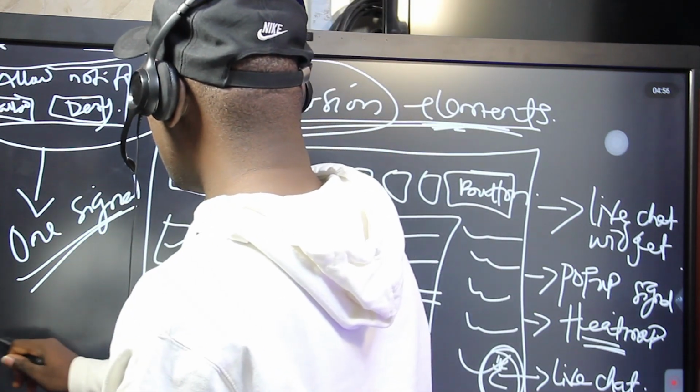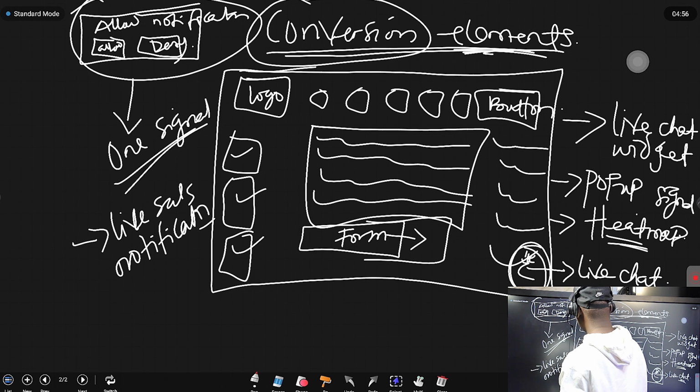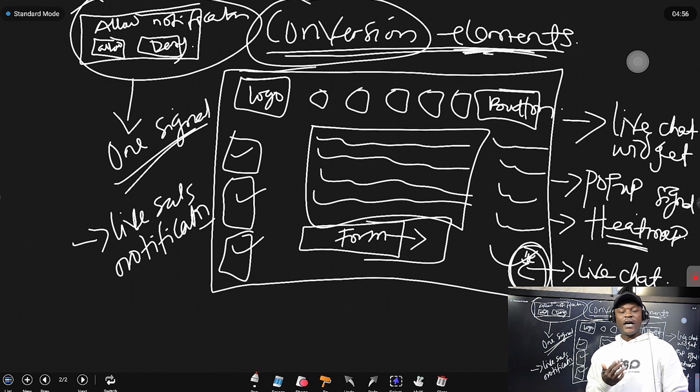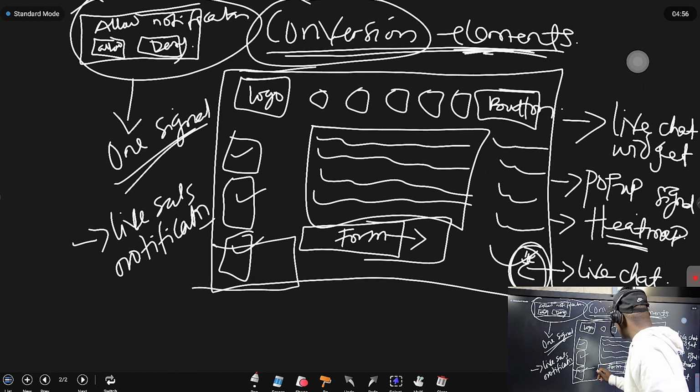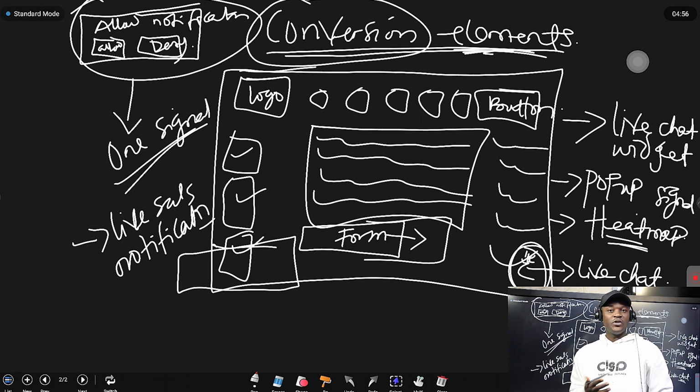And another good example of a conversion element may be, let's say, live sales notification, right? Sometimes when you get to a website, you see, James from Houston has just bought a $10 worth of training package. Somewhere at the bottom part of a website, you see some of these live sales notifications, right? This sometimes motivates a guy to get convinced that these things are actually working.